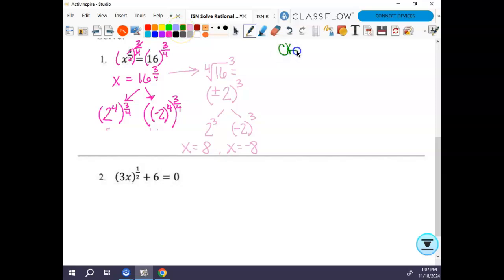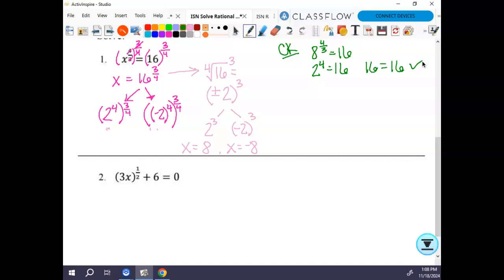I'll put CK for check. I check it. So I'm going to take my 8 to the 4/3 power equals 16. Okay? Whether you rewrite it or not, if you take it to the 4/3 power, that does mean we're taking the cube root of 8. So the cube root of 8 is 2. So then we get 2 to the 4th equals 16. And then we get 16 equals 16. And we're good to go on that one.